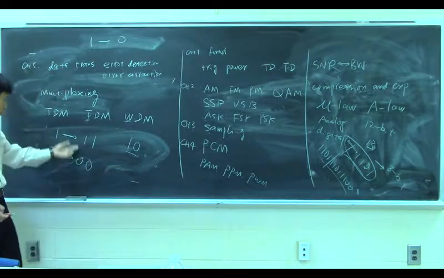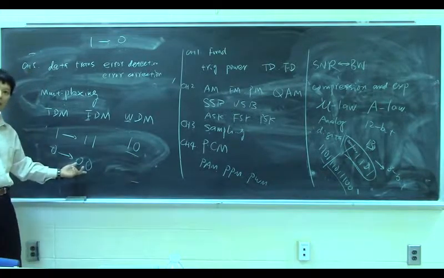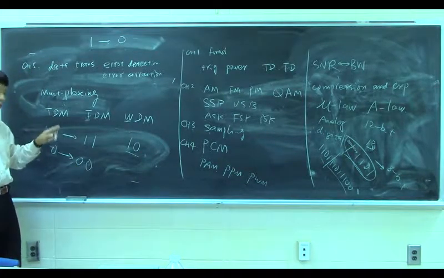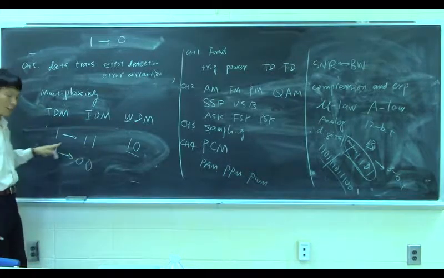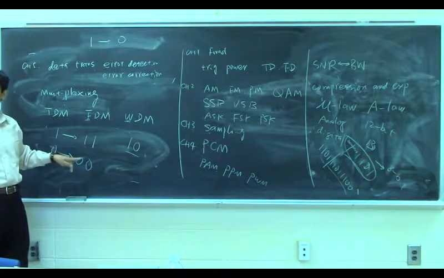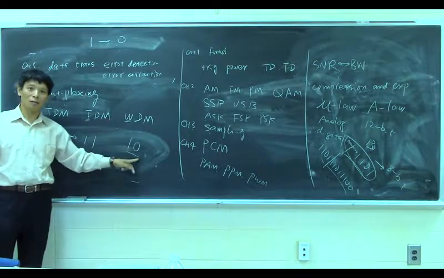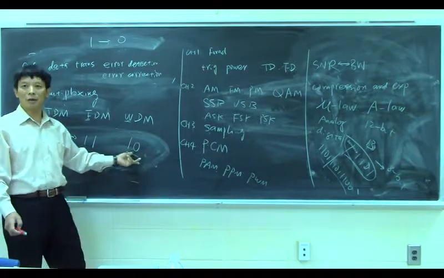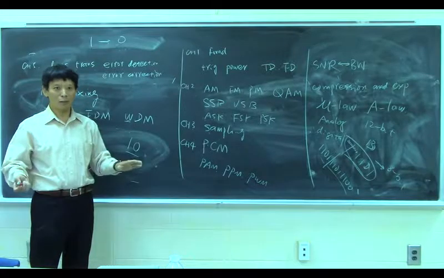Because in the rule book, there's no 1, 0. 1, 0 is not here. If the original data is 1, you should receive 1, 1. If the transmitted data is 0, you should receive 0, 0. We don't have any 1, 0. So there must be some error that occurred during the transmission. Does it make sense?